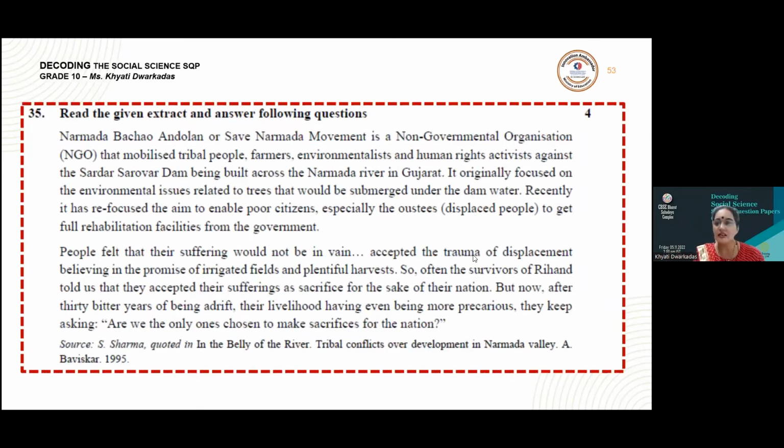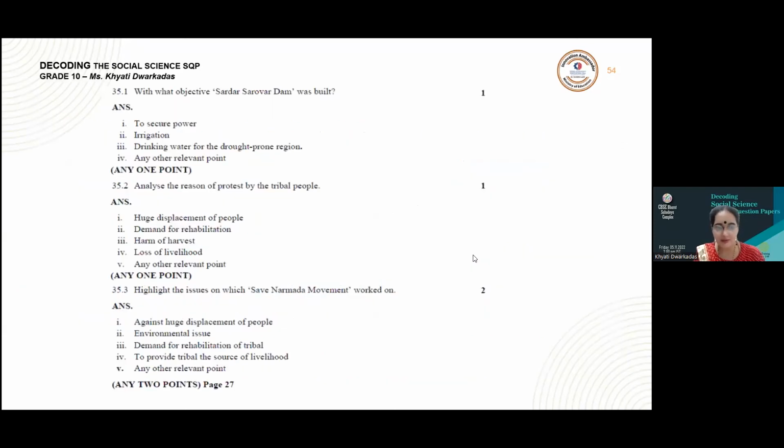Look at this now. This is everything about Narmada Bachao Andolan. They've given you the source and how the Narmada Dam was constructed and what was happening in the aftermath. And look at the questions. Why was the dam built? And analyze the reasons for the protest by the tribals, highlight the issues for the movement.